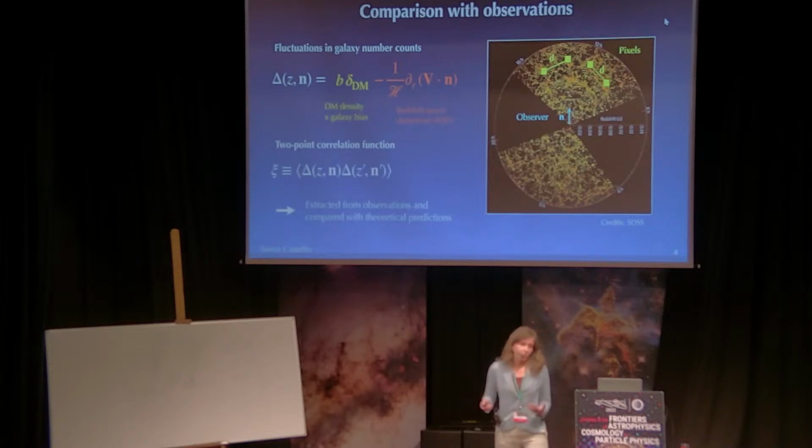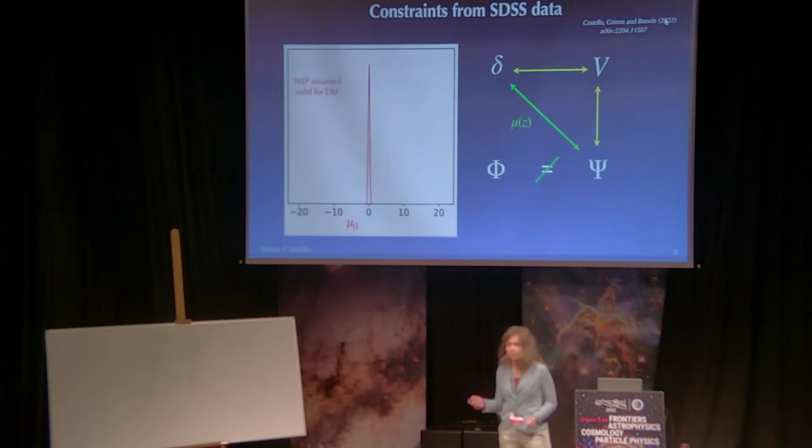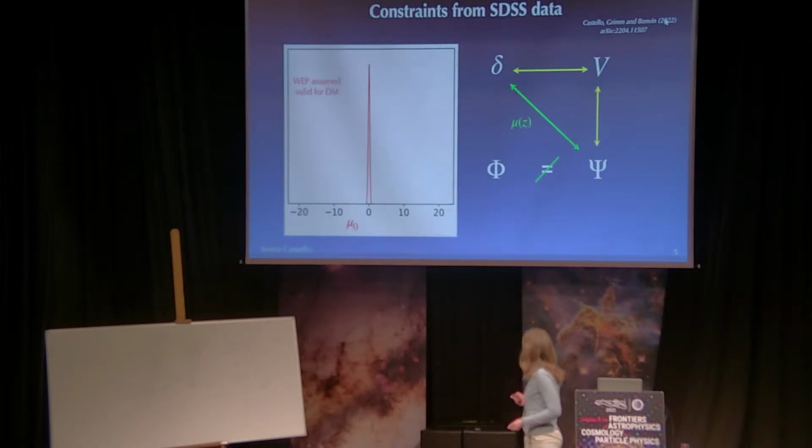So as a first step in our study, we employed this type of formalism applied to data from the Sloan Digital Sky Survey to, first of all, constrain just the parameter mu that modifies the Poisson equation. And here is what we obtain. So here we're still assuming that dark matter obeys the weak equivalence principle. And you can see that we obtain a very tight constraint.